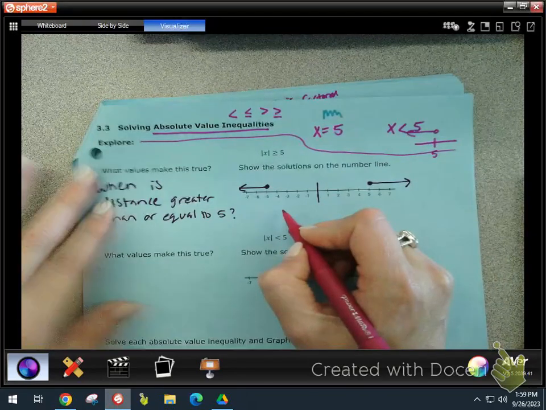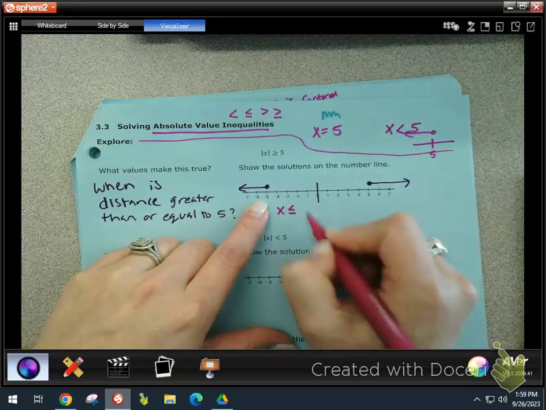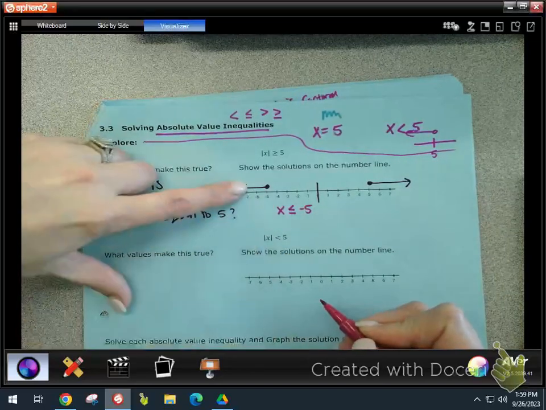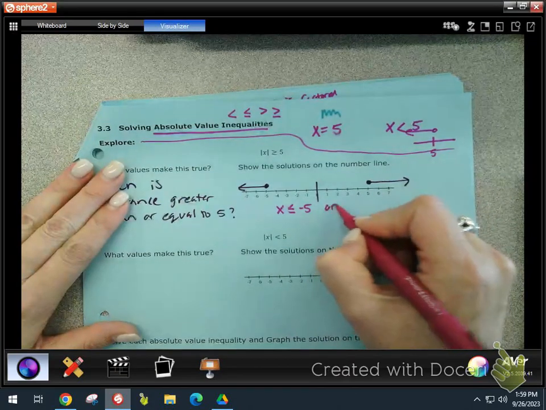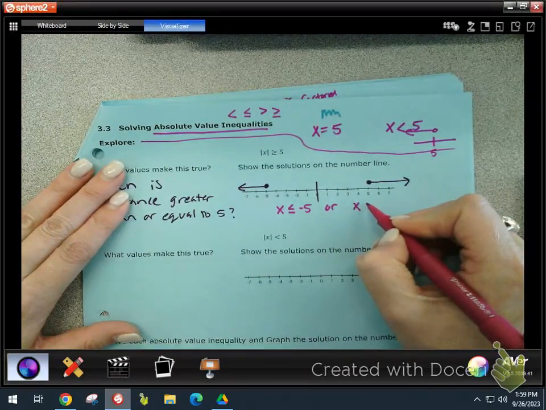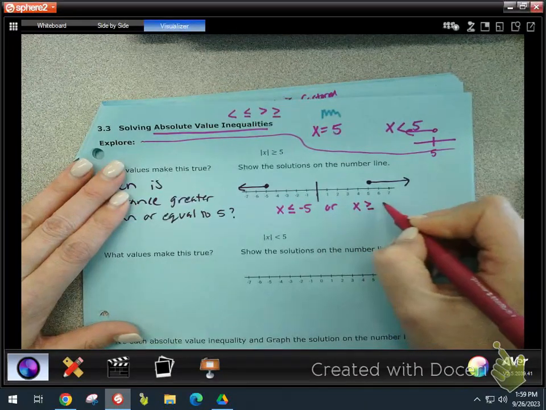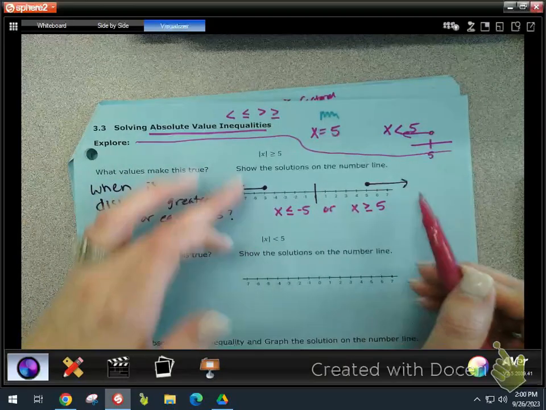So I could say that it's x values that are less than or equal to negative 5. That takes care of this little guy. Okay, negative 5 to the left. Or it could also happen if x is what? Greater than or equal to positive 5. So this would be like both parts of your answers.